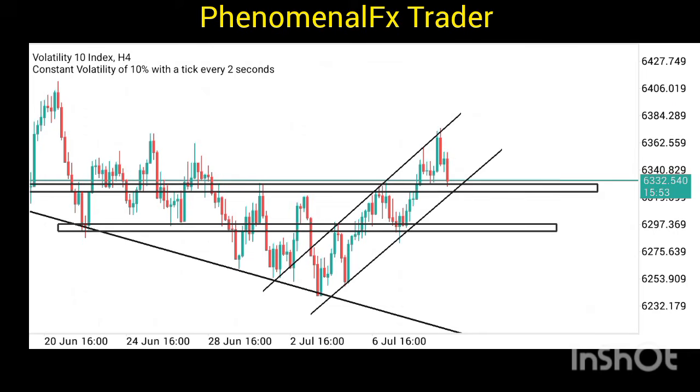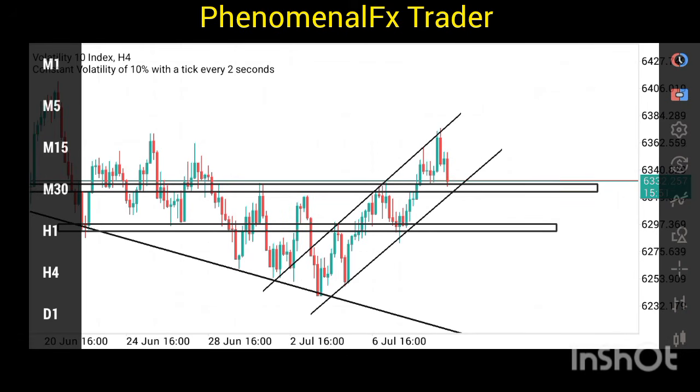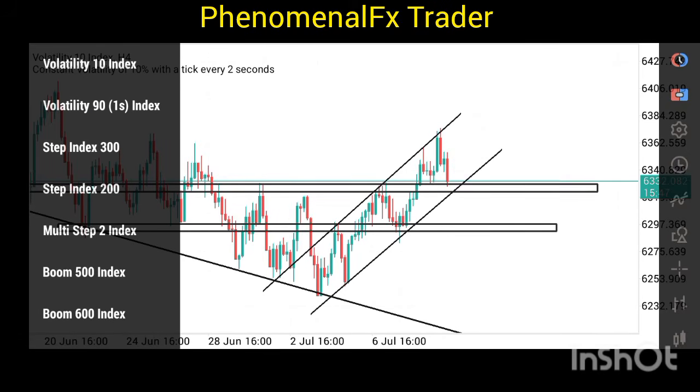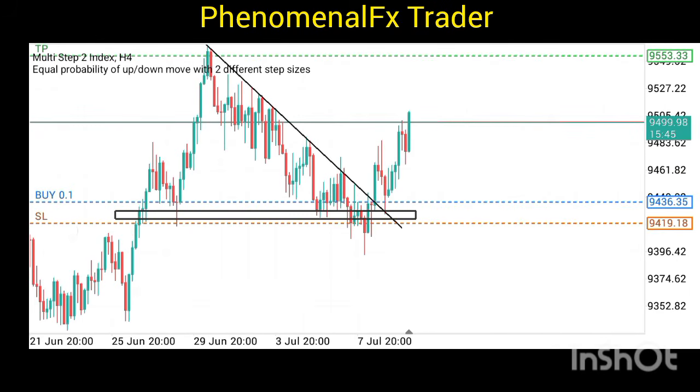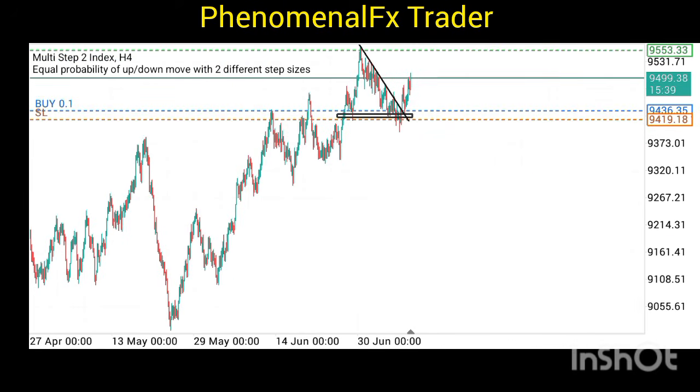And there's a trade I took on Multi Step 2 Index. It is moving massively in profit. Just very simple analysis, just like this. Let's check Multi Step 2 Index. The market has pulled back, just something like this. You can see the market has been massively bullish.